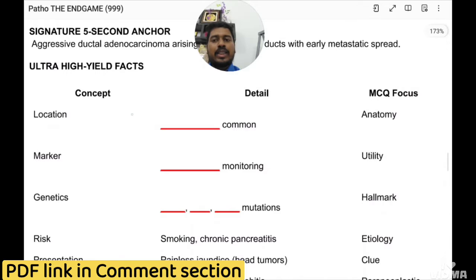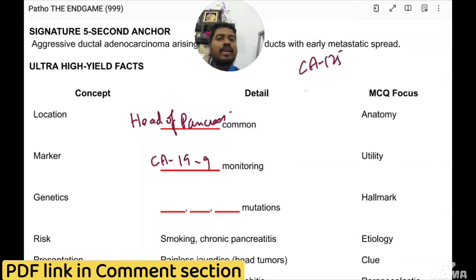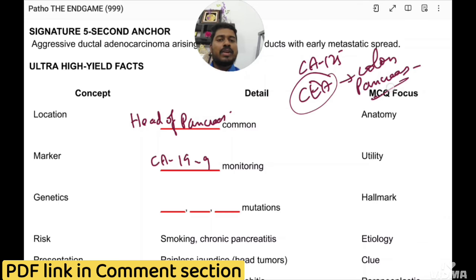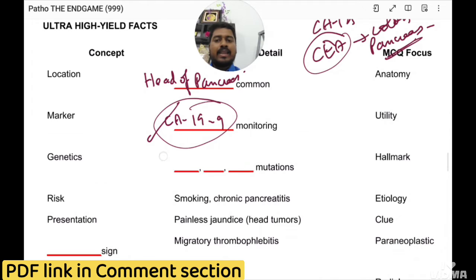What is the most common location? Very good. It is head of pancreas. Okay. What is the marker? Which marker is used for monitoring? CA19.9 for pancreas. In ovary, what we saw? CA125. CEA was for which one? It was for colon and also for pancreas. Okay. It was used for both, but here we are more concerned about CA19.9. Okay. Next, genetics: KRAS mutation, P53 mutation and P16 mutation.